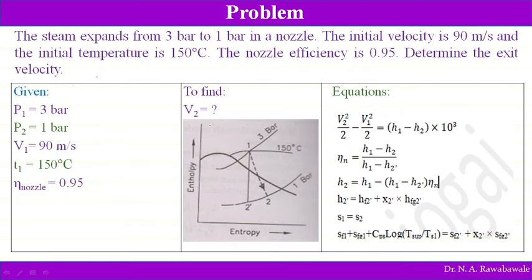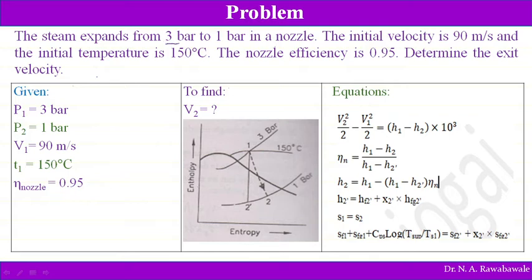Coming to the numerical, we will solve a numerical on steam passing through a nozzle. Now, let us see this problem. The steam expands from 3 bar to 1 bar in a nozzle. Here it is not given whether the steam nozzle is of convergent-divergent type or convergent type only, so we assume that this is only convergent type.